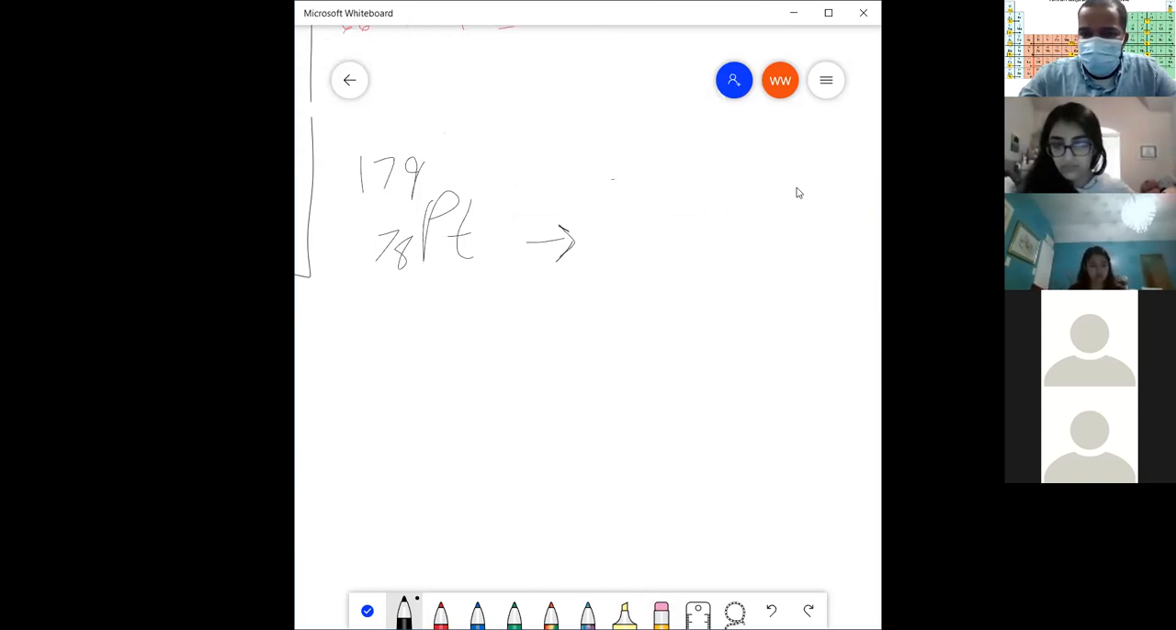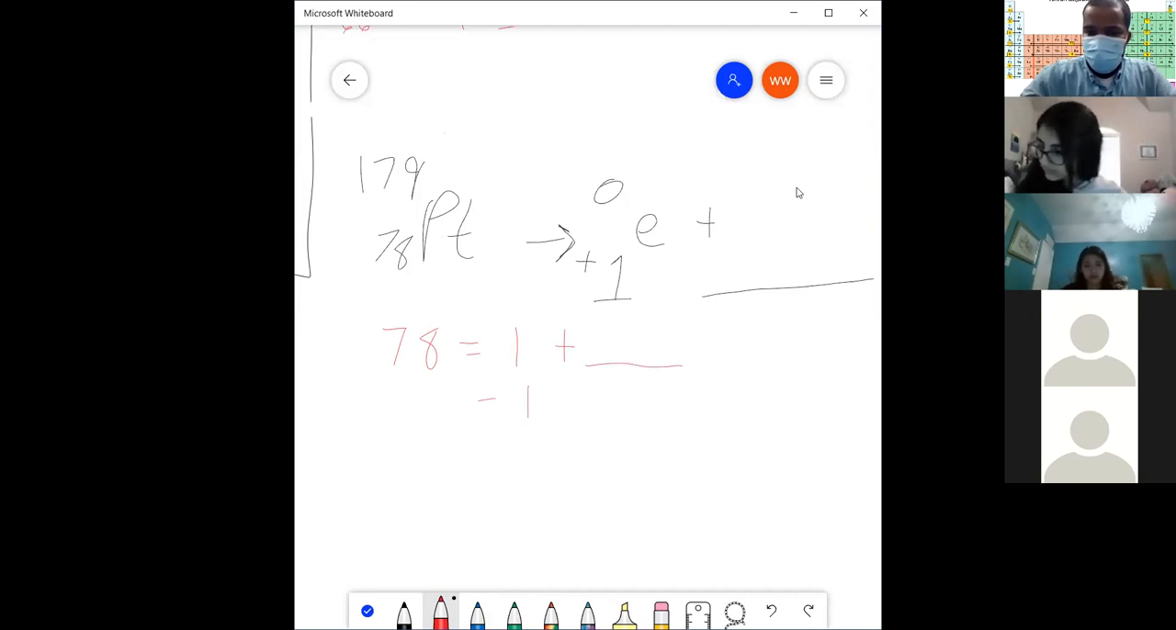So a positron has no mass. It has a positive charge of 1. And we use the E. So what element goes here? How would I solve this? Let's start with Caitlin. Won't you subtract the 78 from 1? Okay, so let's go down here. I have 78 equals 1 plus something. I don't know what that is. So minus 1 from both sides.